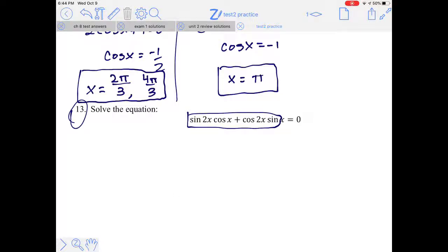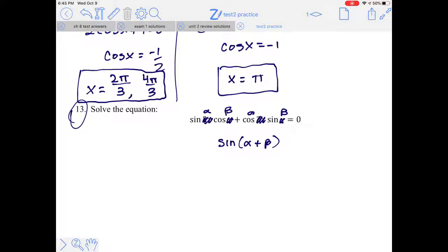This expression, just by looking at it, is pretty gnarly. I wouldn't want to try to solve that. But if you recognize, wait a minute, this kind of looks like one of our identities. It looks like the addition identity. If you imagine instead of the x's, they were just alphas and betas, then don't we have an identity that's sine alpha cosine beta plus cosine alpha sine beta? That's sine of alpha plus beta.